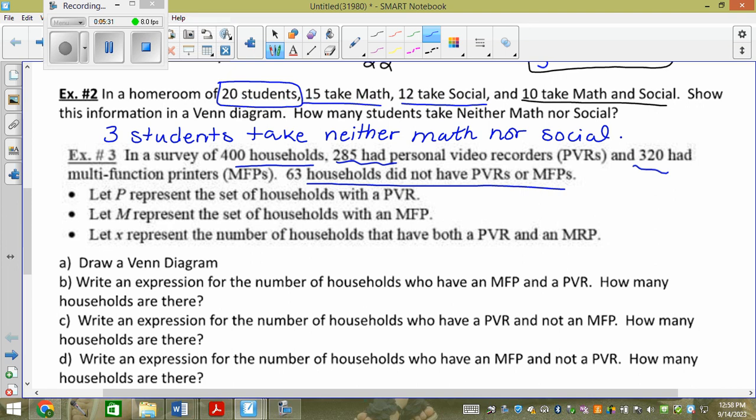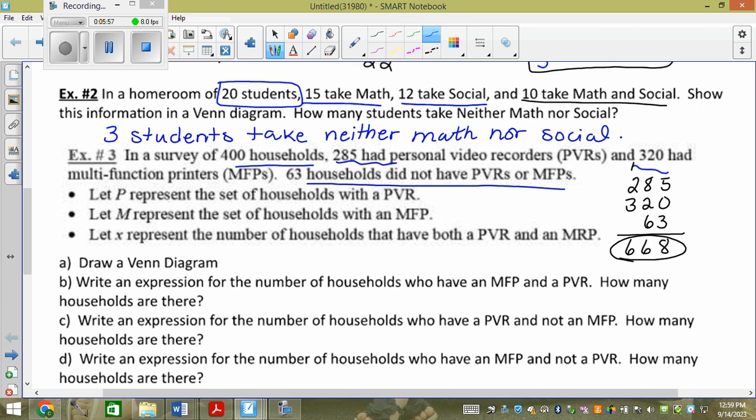But if you're given the PVRs and the MFPs and the neither, you can just add them up. So we can go 285 plus 320 plus 63, because that's people putting in a ticket. They put in a ticket if they're in neither. They put in a ticket if they're PVR. They put in a ticket if it's an MFP. So we have 668 tickets were put in, right?